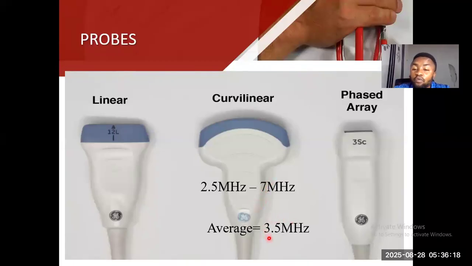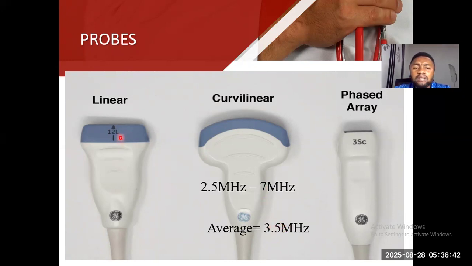So the average of all curvilinear is what? 3.5. That's the average. So most machines that use curvilinear, once you switch on the machine and the curvilinear probe is connected and you choose that curvilinear probe, you see that the frequency is set to the default, which is 3.5 megahertz. So you can decide to change it.